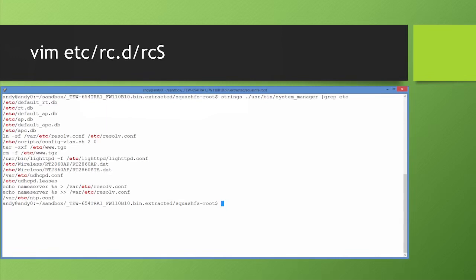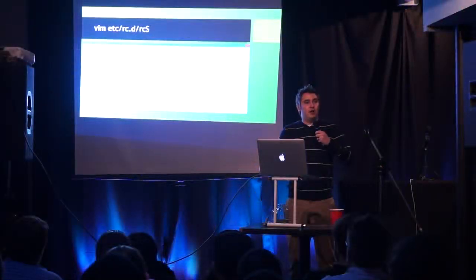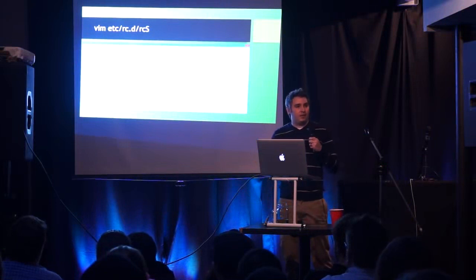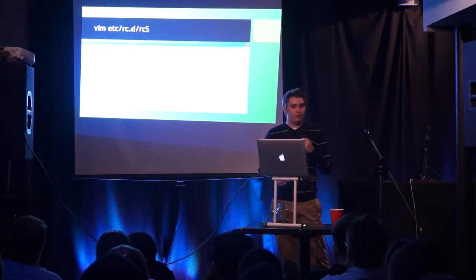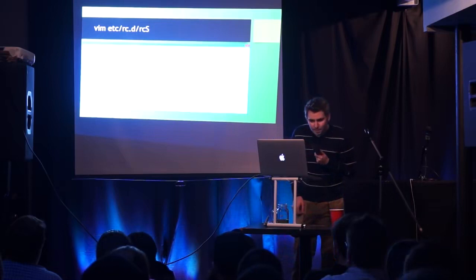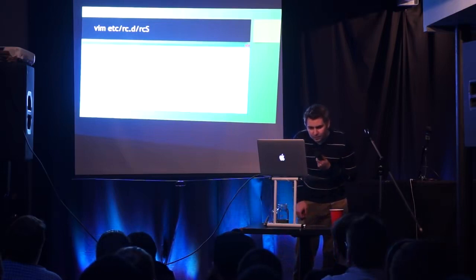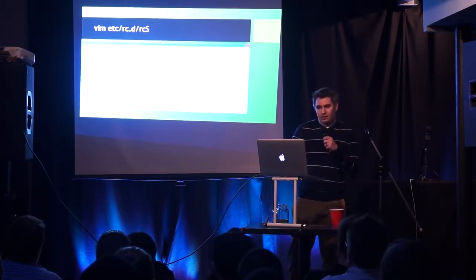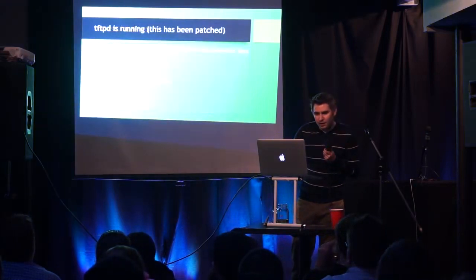What else do we see here? We see rm -f etc www tgz and the untar, so the tar zxvf of etc www tgz. So this is the extraction of all of the web files, all of the HTML, all of the stuff that gets run on the router's web interface. And anything else interesting here? Well, there's tons of interesting things here, but that's what we're going to talk about for now.